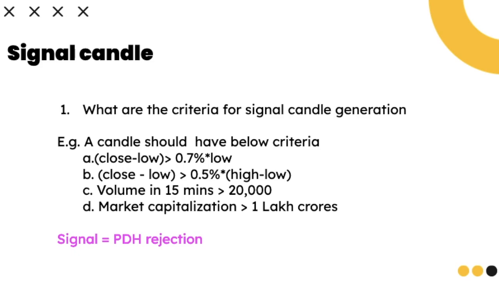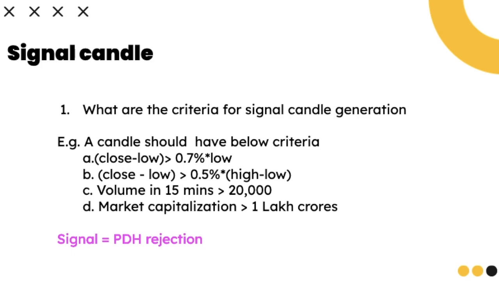Now these are the four criteria that I want to be called the signal generation criteria. Whenever all the four conditions are met, the signal is generated, and let's just say the signal generation criteria is PDH rejection. The candle should have the four characteristics at the previous day high level.